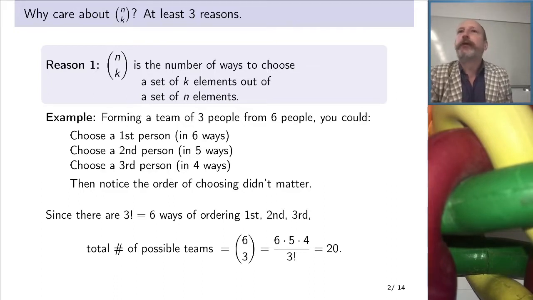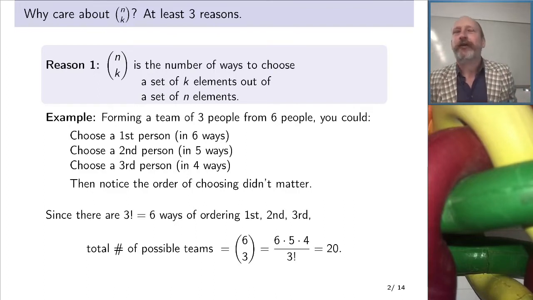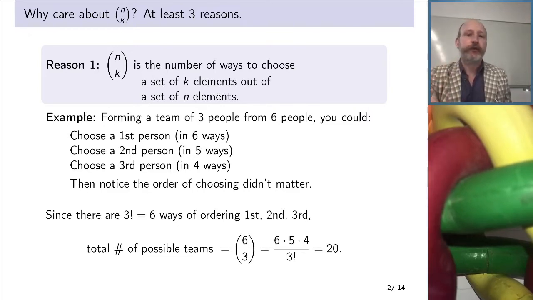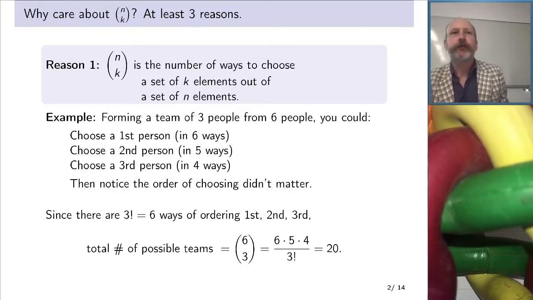But the order that you picked people didn't matter, because we're just taking a team. It's a team of people that are all equal with one another. We don't have a boss and a second boss or anything like that. So there were 3 factorial, 6 ways of ordering our choices. So we divide by that to get the total number of possible teams. 6 choose 3 is 6 times 5 times 4, divided by the possible orderings. So this is 20.